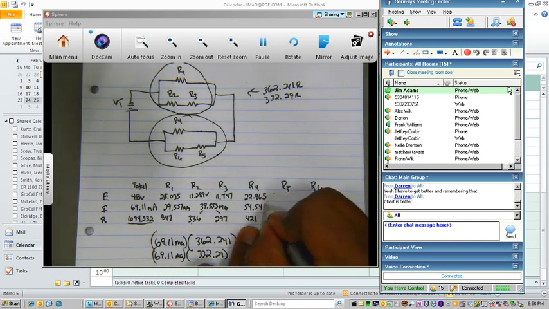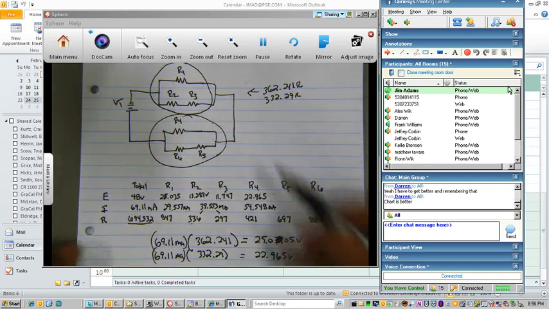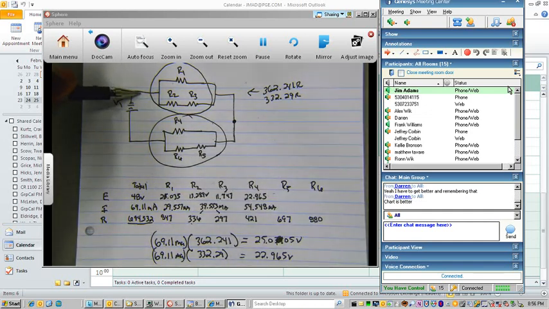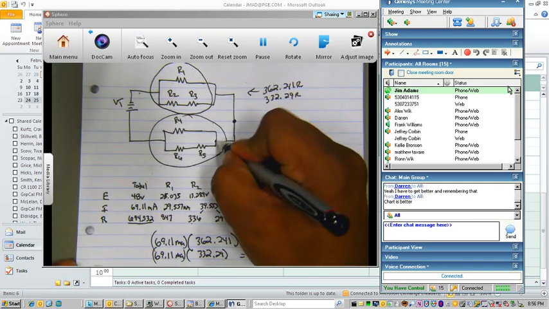Okay, let me see. And yeah, 25 volts. Yep. You add both those together, same as R1. Okay, 11.747.